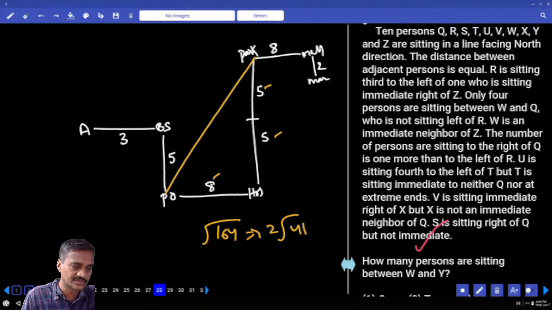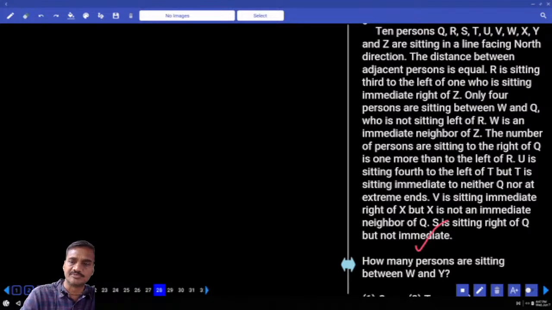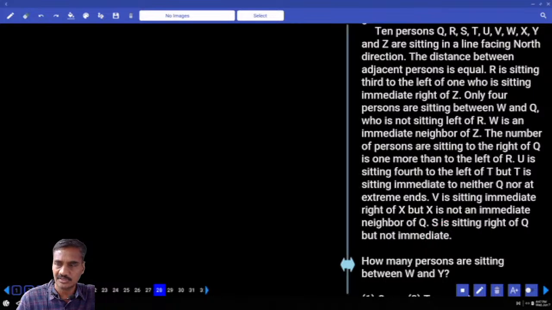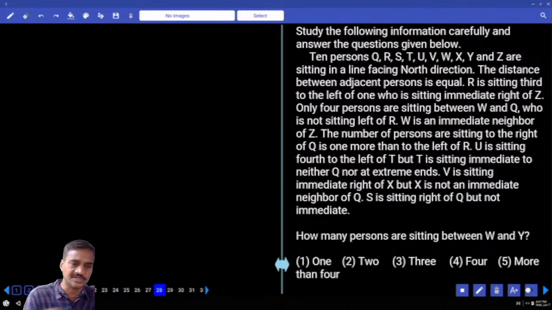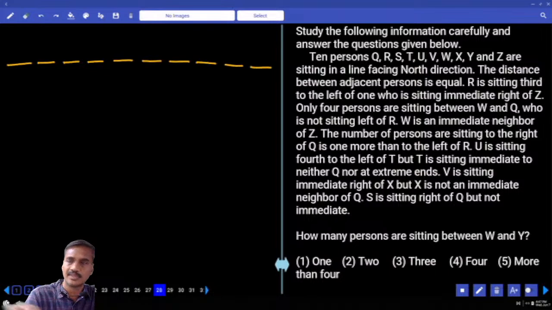Then 28 onwards. Now 28 to 31 is based on row arrangement. Just 10 persons were there. These 10 persons were seated in a line, in a row facing towards north. Then R is sitting third to the left of the one who is to the immediate right of Z. Now Z's immediate right, third left is R.